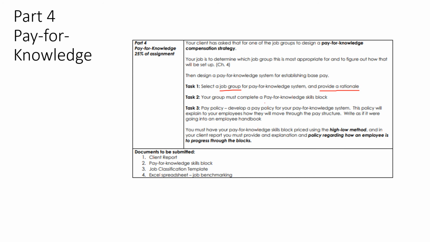The next step is you have to set up a pay for knowledge skill block. That means that you have to identify competencies and write out the training blocks for each of the competencies. And then you need to also, when you're setting up your skill blocks, price them out using the high-low method. And then you also have to develop a pay policy for your pay for knowledge system. Basically, the policy will explain to your employees how they will move through the pay structure. Write it as if it's going to be going into an employee handbook.